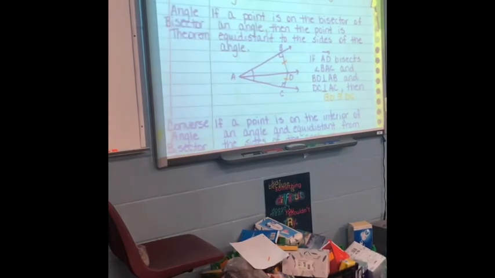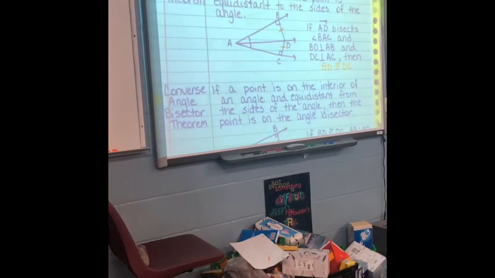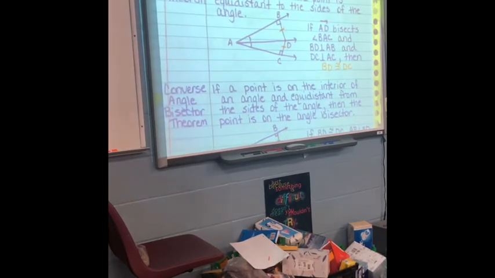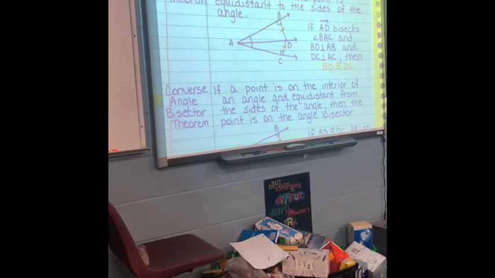So angle bisector. So our angle bisector could be a segment, it could be a ray, it could be a line. But it cuts an angle into 2 congruent angles. The angle bisector theorem says that if you have a point on the bisector of the angle, then the point is equal distance to the sides of the angle.